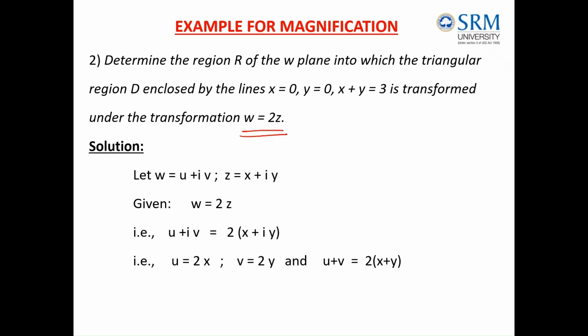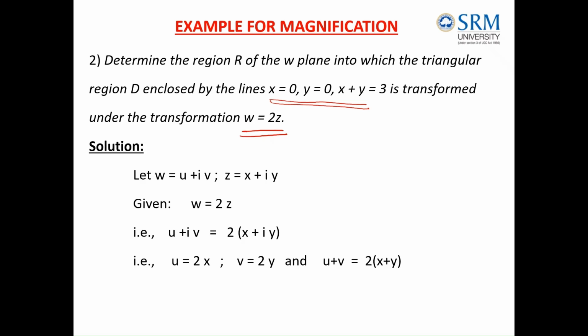Find the region R of the w plane into which the triangular region D enclosed by the lines x equal to 0, y equal to 0, x plus y equal to 3 is transformed under this transformation. So we need to find the image of the triangular region whose edges are given here under the transformation w equal to 2z.